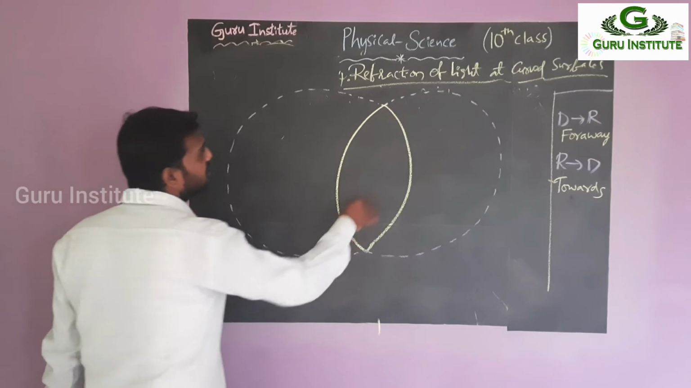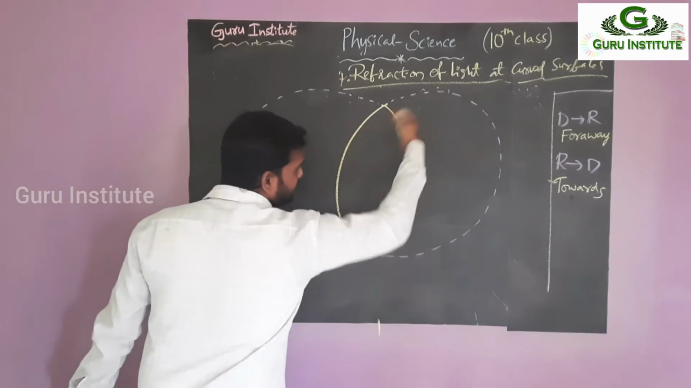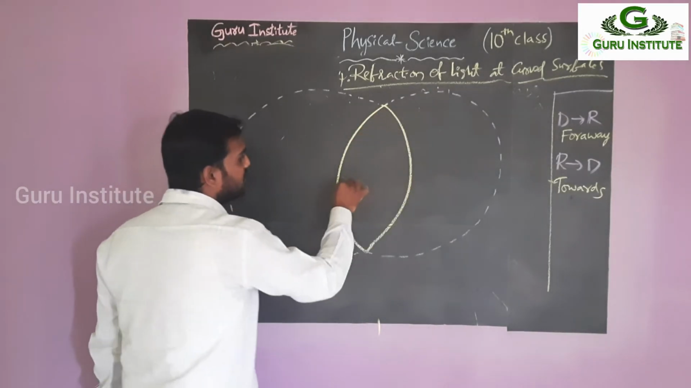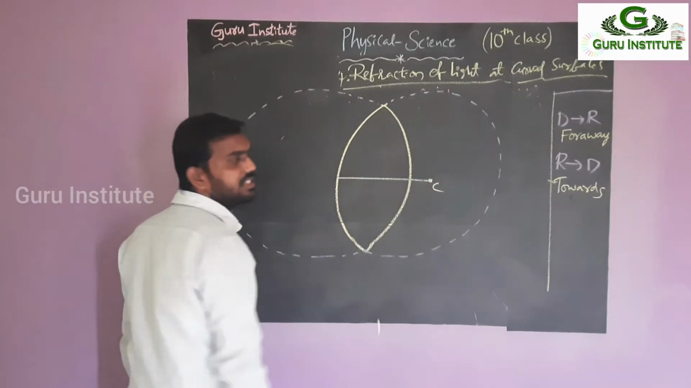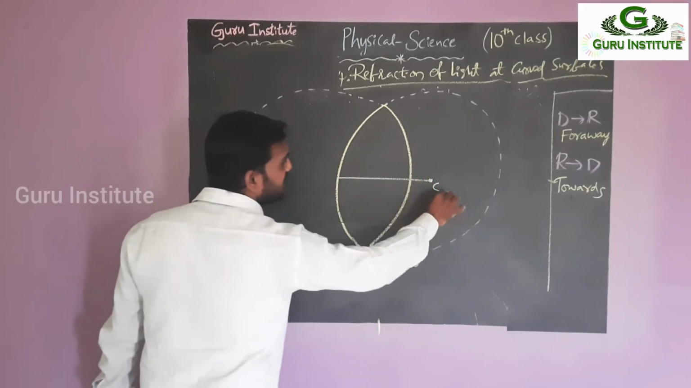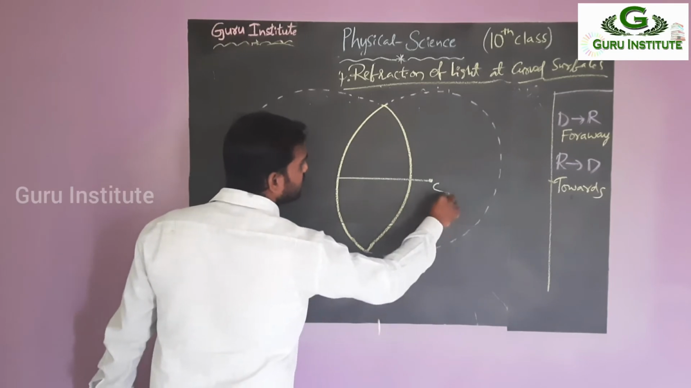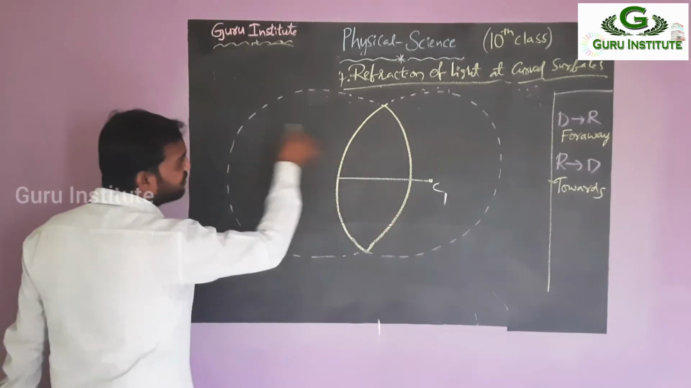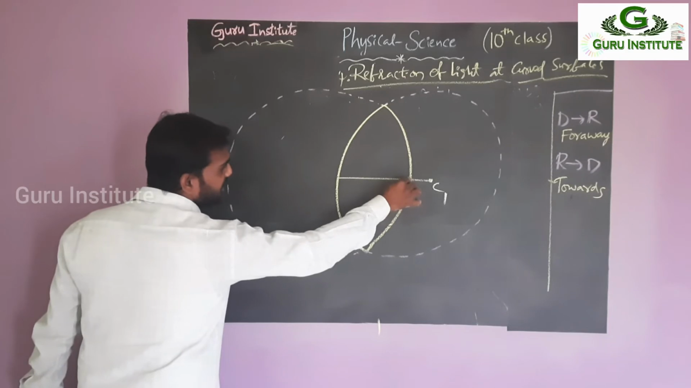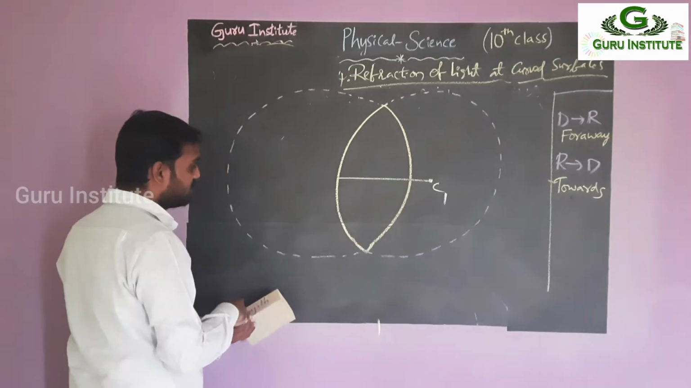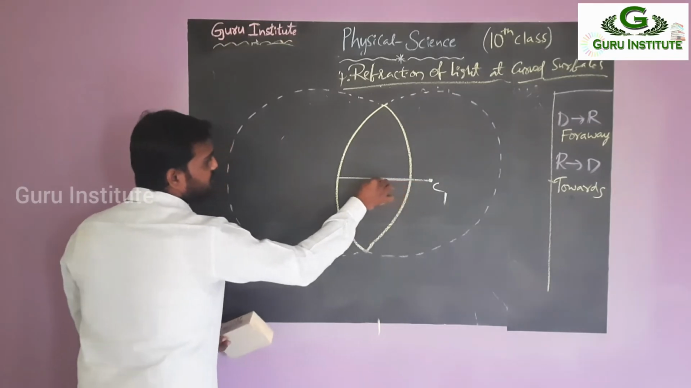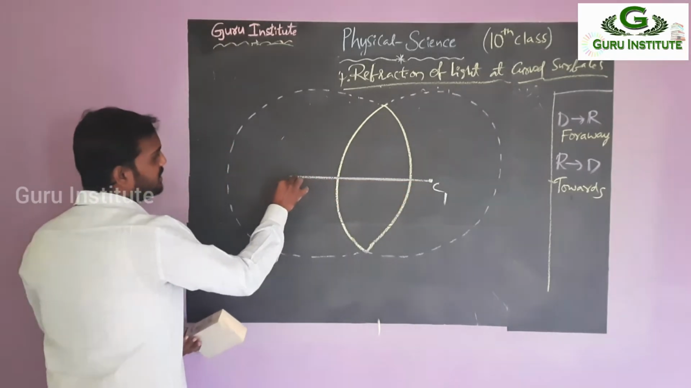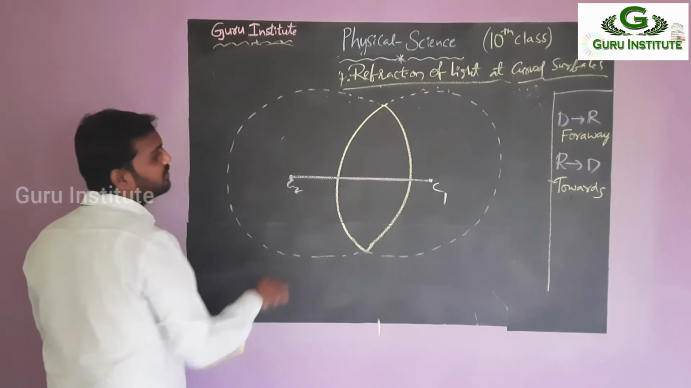Principal axis. Okay. For the right side sphere, this is the center of curvature. This is the first sphere I am taking. This is C1. For the left side sphere, from here it starts again. So, the left side sphere. This is the center of curvature C2.